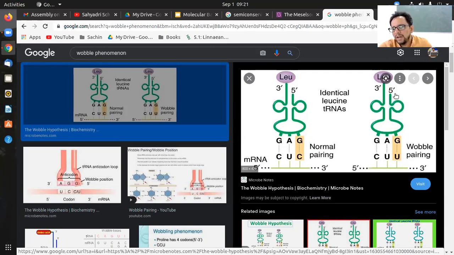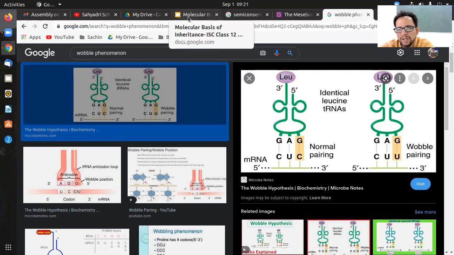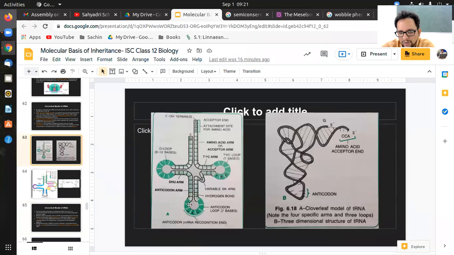Now you don't get confused between 5' and 3'. This wobble base is always on the 5' end, and that is when I showed you in the diagram, this was on this side. Yeah, because the diagram is kind of a mirror image.